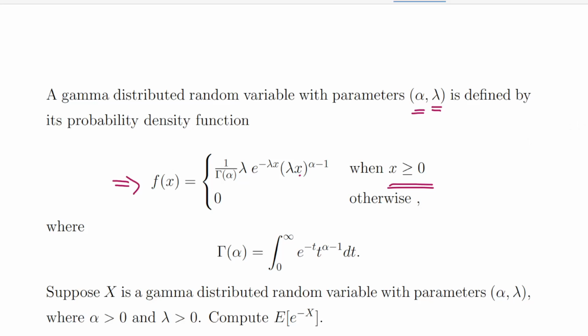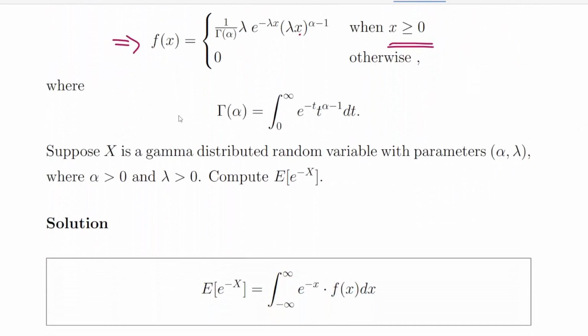Just as a quick remark, what we have here is a definition for the gamma function, which is a mathematical identity. The gamma function of alpha is the integral from 0 to infinity of e to the minus t times t to the power of alpha minus 1 dt.